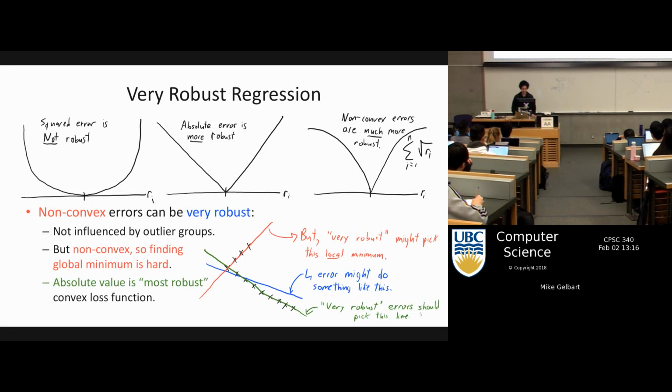Okay, so we can say that the absolute value is the most robust that we can get while still being convex. As soon as we start to curl, then we lose convexity. So in that sense, the absolute value could be considered special. Any questions or comments on this?